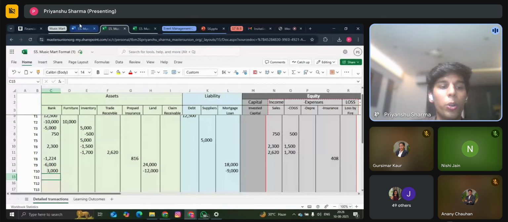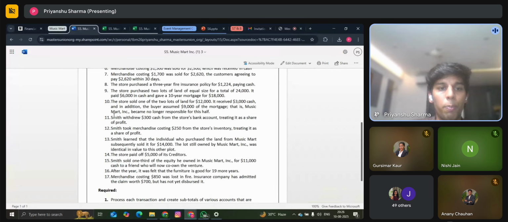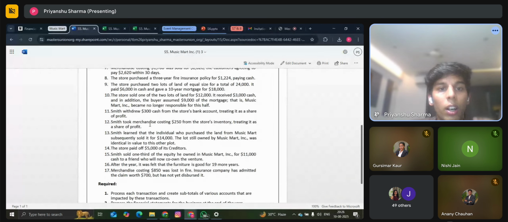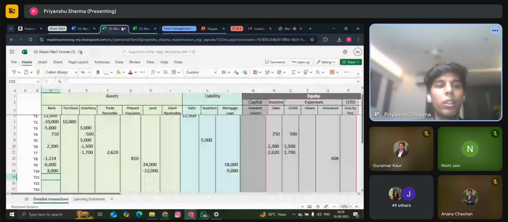Okay. I'll move on to the next transaction then. Smith was the founder of the operation here initially, so Smith is the equity owner. It was transaction 11, right? Yeah. Smith withdrew $300 in cash from the store's bank account, treating it as a share of profit. So here the founder himself has taken out $300 outside of the business.